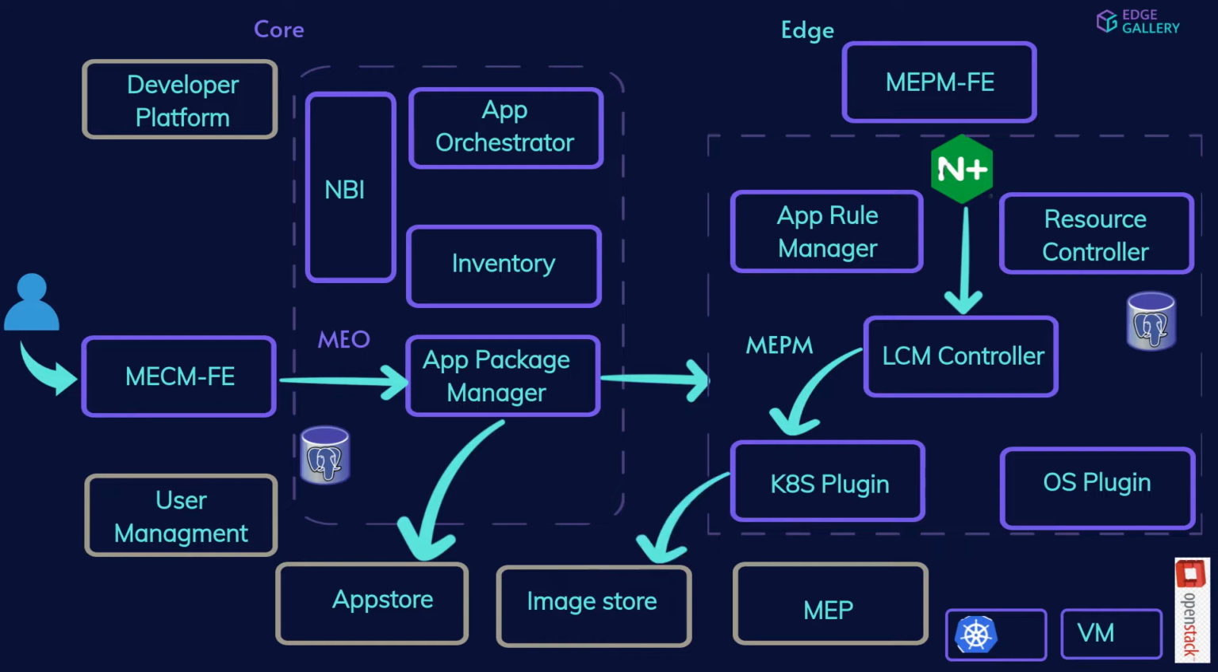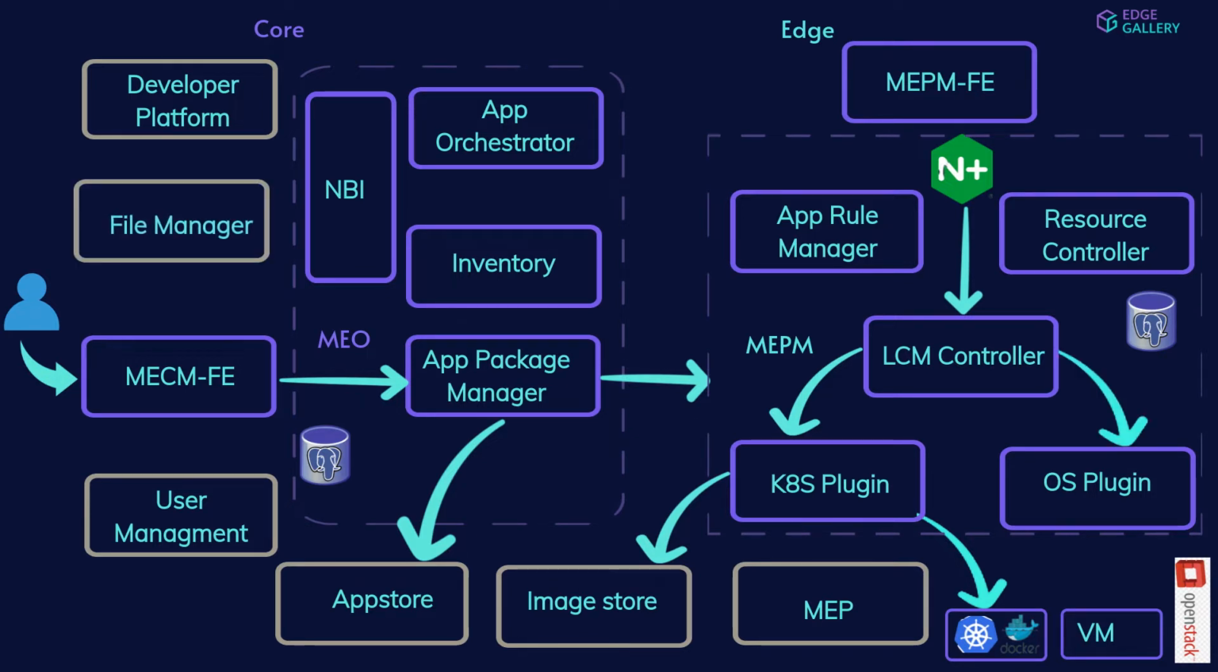K8s plugin downloads application images from Image Store, and uploads the images to the Edge host. If the Vim type is OpenStack, OS plugin downloads the application image from the file manager, and uploads the application image to the Edge host created using OpenStack.